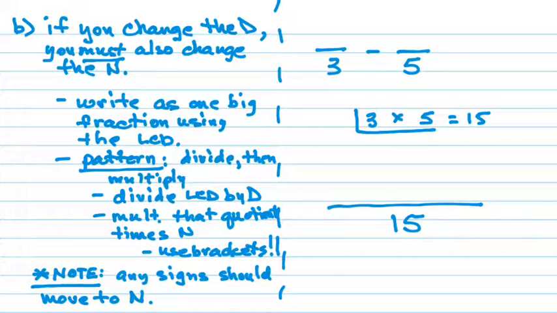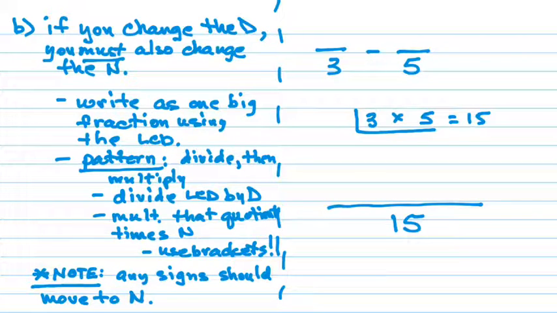Multiply that quotient times the numerator. Use brackets. Any signs should move to the numerator. So, I'll show you what I mean. Don't worry about it. Just write them down. Write down the directions, and then we're going to walk through it. Okay? All right. Are we ready?